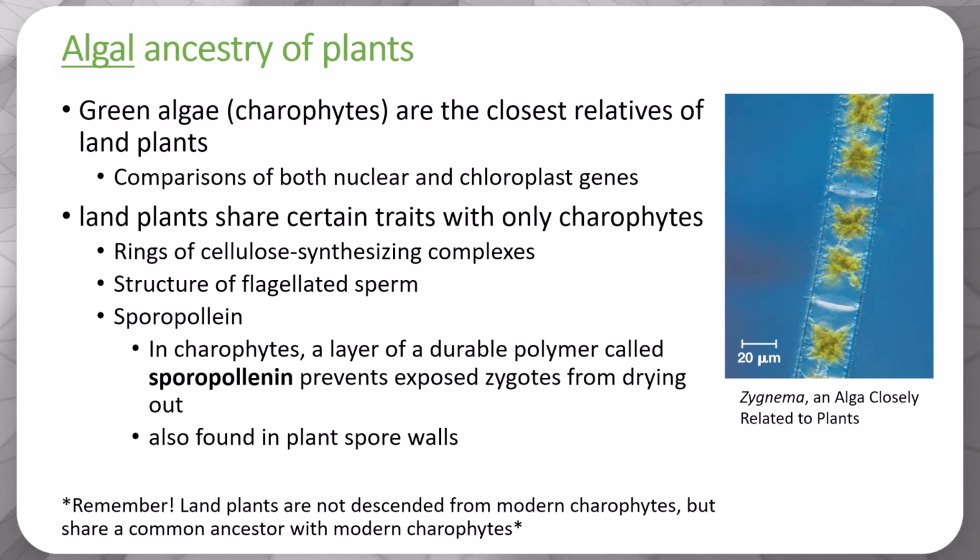Green algae are the closest relatives of land plants if we look at both nuclear and chloroplast genes. And land plants share certain traits only with charophyte algae. They have rings of cellulose synthesizing complexes. They have similar structure in their flagellated sperm, and they have something called sporopollenin. In the charophytes, it prevents exposed zygotes from drying out, and it's also found in the spore walls of plants. So remember, land plants and modern-day charophytes are not necessarily similar, but they share a common ancestor.